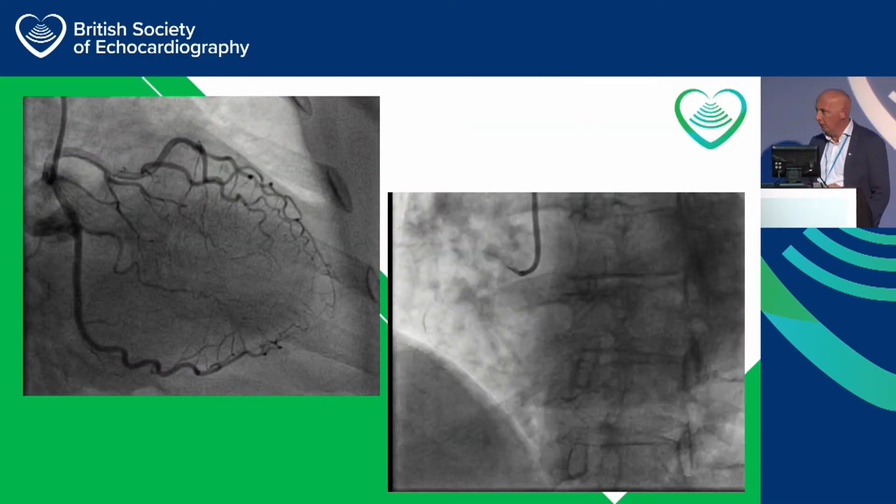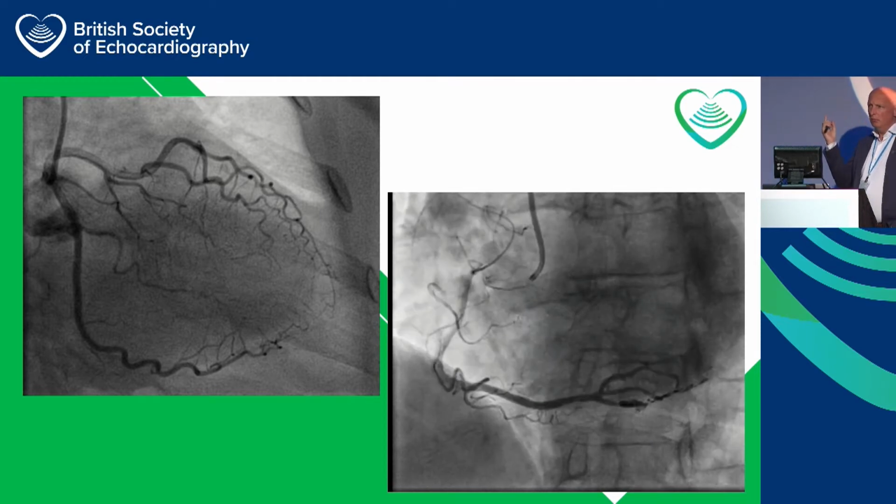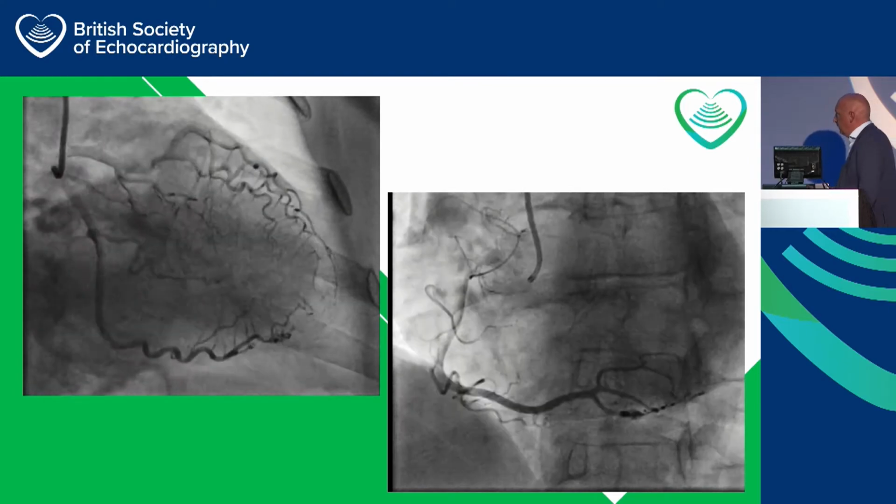So this was her angiogram. This is the right coronary. Can you dim the lights here, possibly? Can we do that? Do you think, just so people can see things a bit clearer?